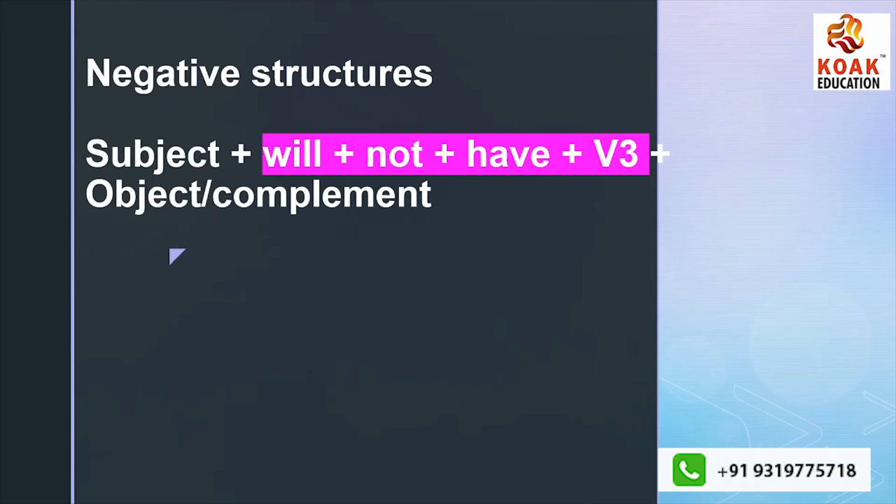Those were the positive structures. What about the negative structure? Now I guess you know it well. When it comes to the negative structure, the only thing to add is not. Nothing much has to be done. You just have to add not to it, so it becomes subject, will not have, and the third form, completed, accomplished, whatever you have to use.